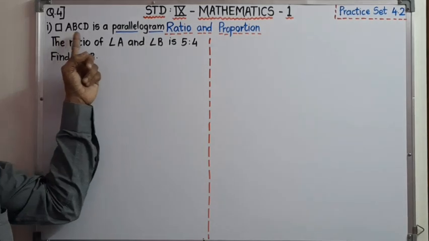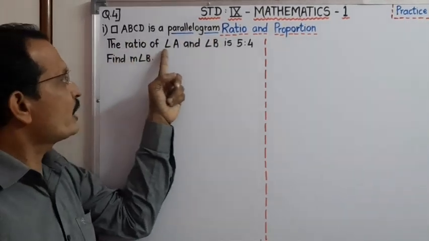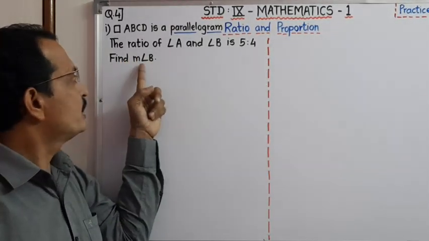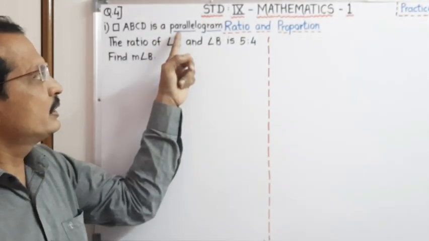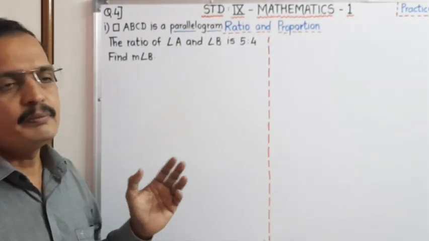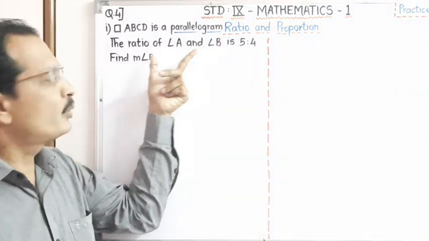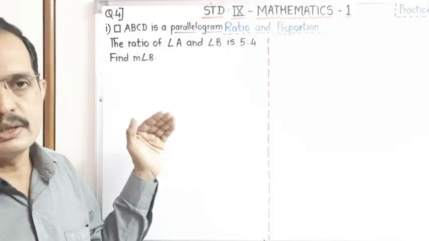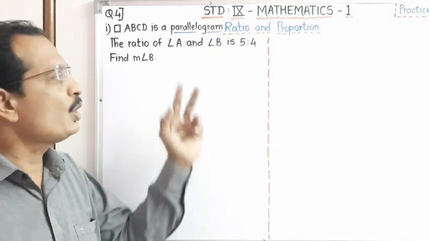Quadrilateral ABCD is a parallelogram. The ratio of angle A and angle B is 5:4. Find the measure of angle B. First of all, a quadrilateral is given and that quadrilateral is a parallelogram. The second information is the ratio of its angles, and we have to find out the measure of angle B. Dear students, to solve this we must know what a parallelogram is and what the property of its angles is.